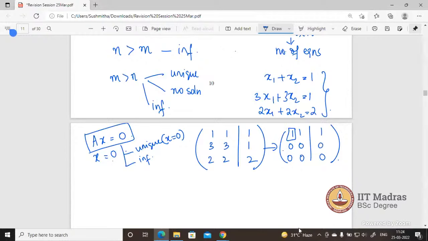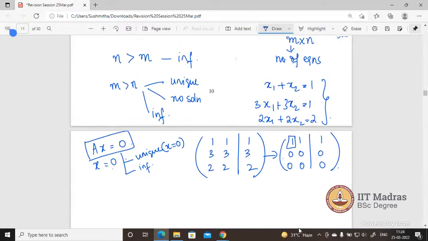In the first case, when n is greater than m, it has infinitely many solutions. Could you please show some example for that? Yeah. So say I have more variables, so 1, 2, 3, and I have fewer equations, so say 0, 0, 1. In this case, it's always going to be infinitely many solutions, right? There's always one free variable.